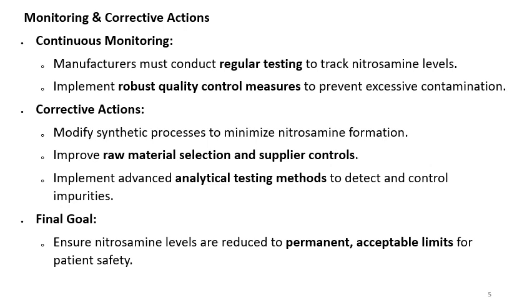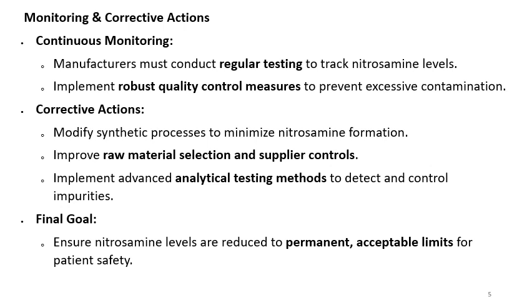Corrective actions: modify the synthetic process to minimize nitrosamine formation, improve raw material selection and supplier controls. You can reformulate some products. You can use some antioxidants. You can use some basifying agents to reformulate or decrease the level of impurities. Implement advanced analytical testing methods to detect and control the impurities. And the goal of these interim limits and the nitrosamine reduction is to ensure that nitrosamine levels are reduced to permanent acceptable limits for patient safety.